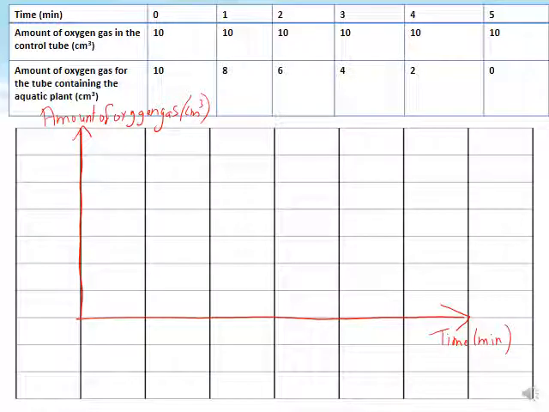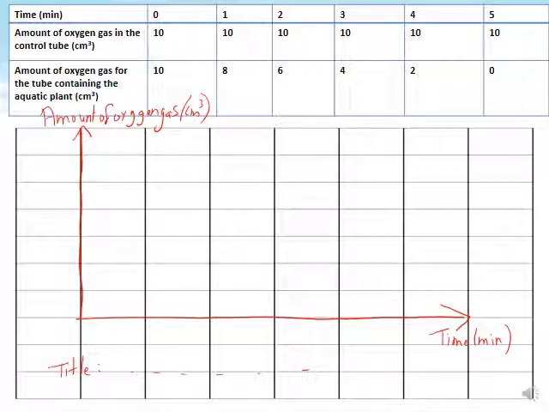So title here for the graph, don't forget it: graph showing the variation of the amount of oxygen gas in both tubes A and B, or in both tubes, as a function of time. This is the title. Okay, then I have to move to drawing the graph.